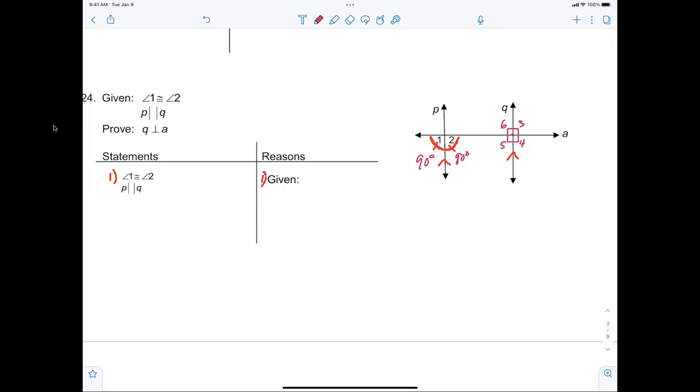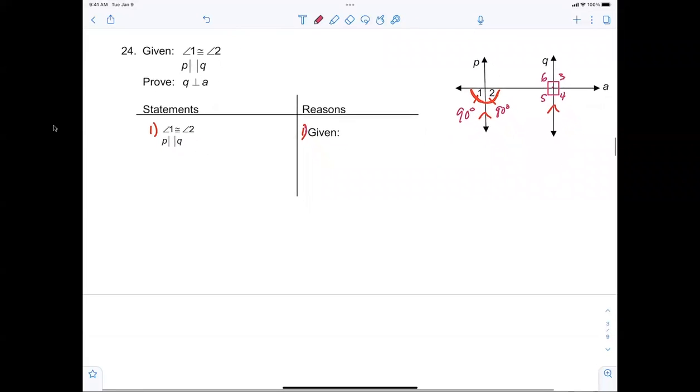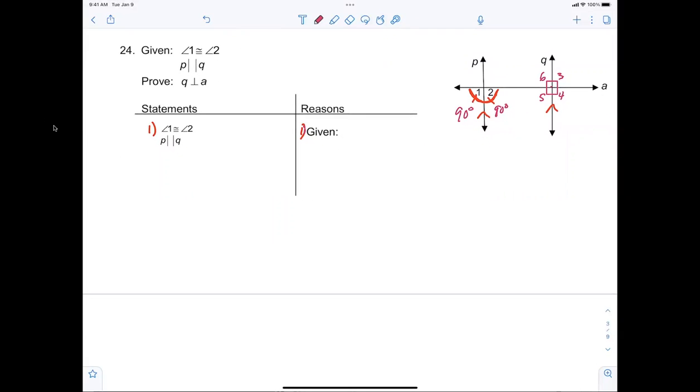All right, so now we have step one. Angle 1 is congruent to angle 2. I just put in angles 3, 4, 5, and 6 because I think it's easier to talk about the figure.